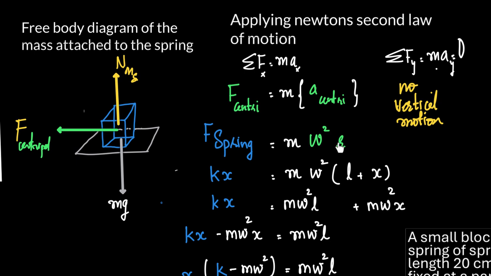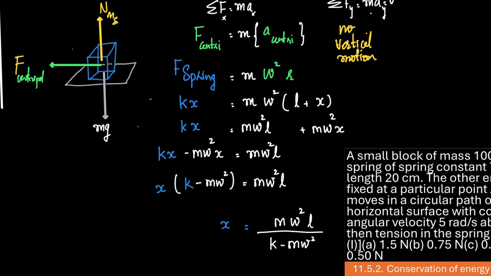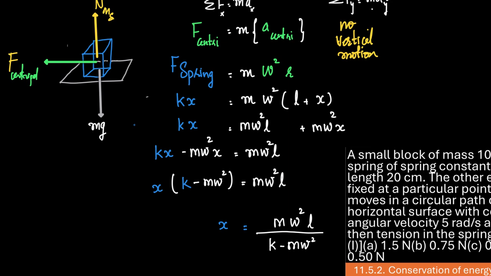What is r? Is it the length of the spring? No, it is not the natural length of the spring. It would be the natural length of the spring plus the extension. Now, if I take m omega square within the brackets, we have m omega square into L plus m omega square into x. I'll transpose m omega square x to the LHS. So we have Kx minus m omega square x is equal to m omega square L. And from this, we have x is equal to m omega square L by (k minus m omega square).